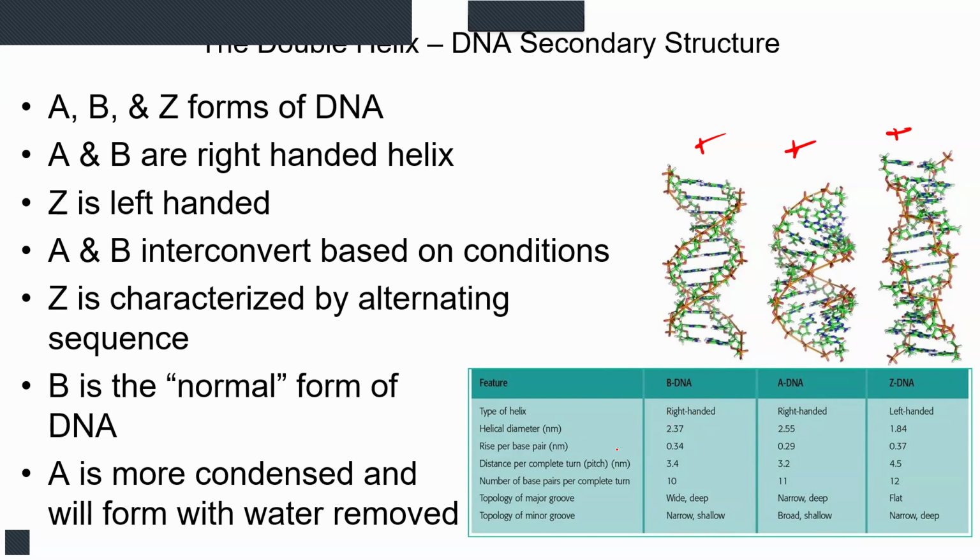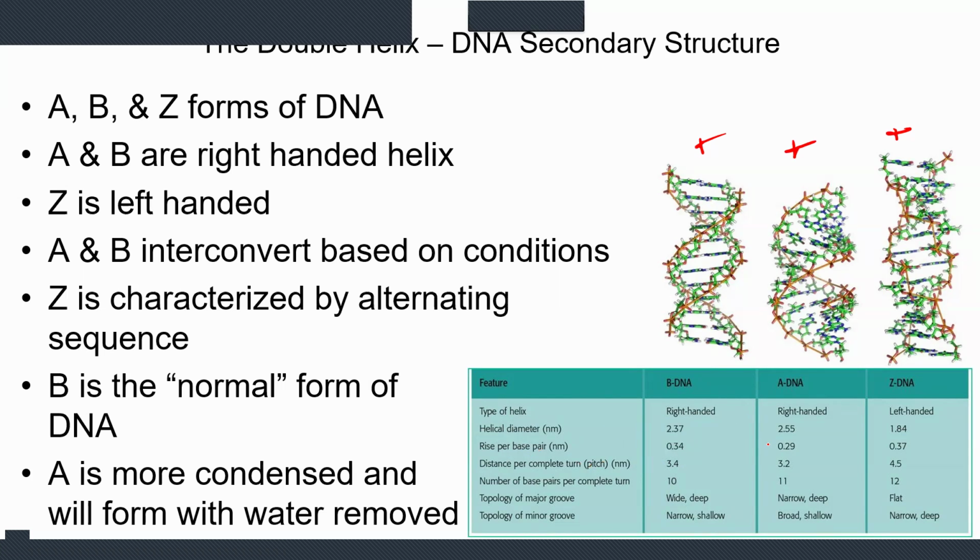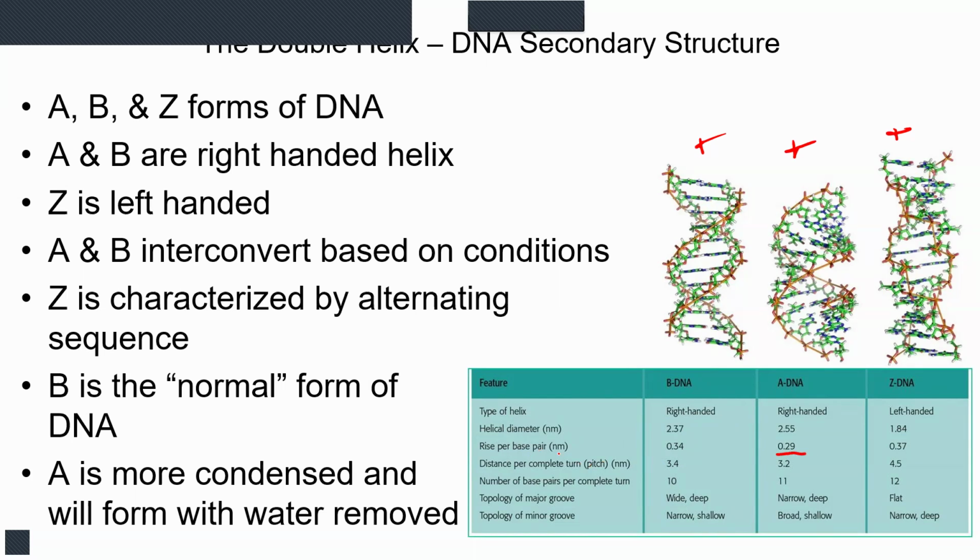The difference between them ultimately becomes how condensed they are. The rise per base pair, what that means is basically the height per base pair. A form DNA is a little bit more condensed, and we see that with the rise per base pair. The distance per complete turn is 3.4 nanometers for B form DNA. It's 3.2 nanometers for A form DNA. The number of base pairs per complete turn is 10 for B form DNA, whereas it's 11 for A form DNA.